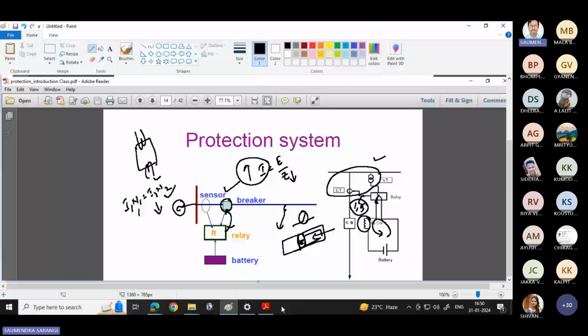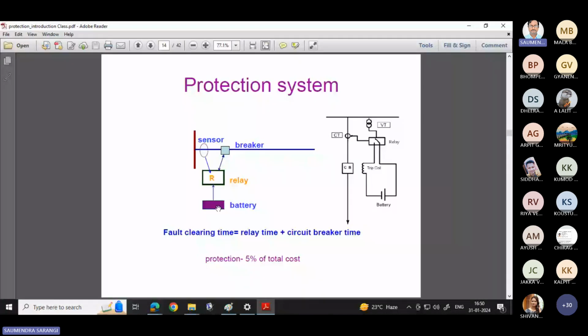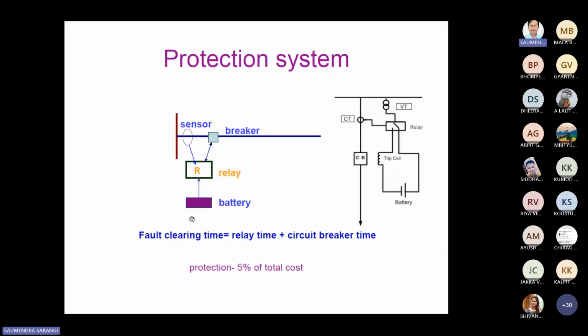The problem is that whenever we are talking about the fault clearing time, what does it mean? Fault clearing time means the total time in which we disconnect the fault. Like the fault has come and we want to disconnect it from our circuit, right? So the time we are having for that is called fault clearing time. So this is equal to the relay time.